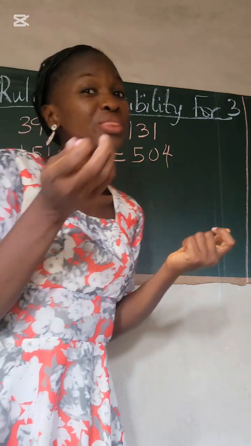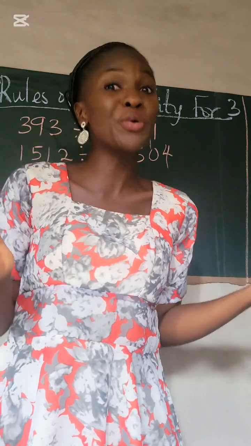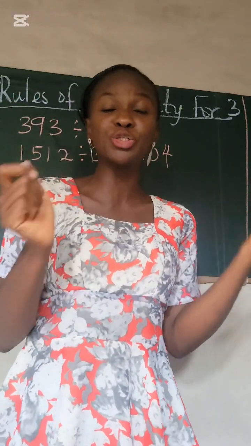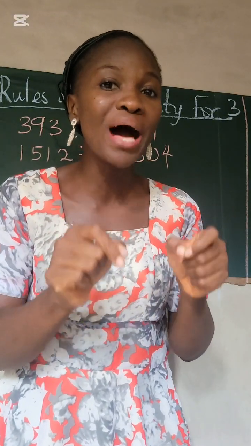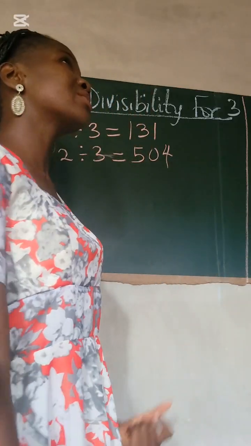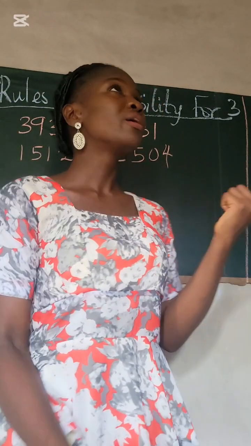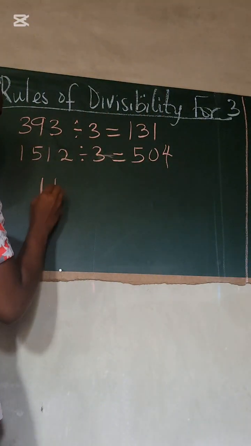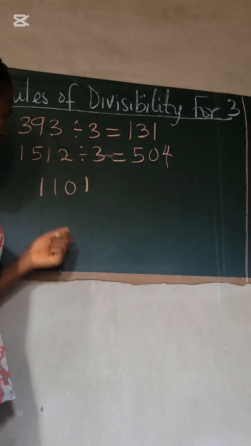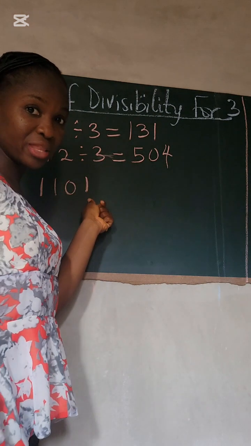That means that even from this particular rule, you can form numbers that are divisible by 3. How do you do that? Just make sure that when you add the digits of those numbers together, the sum is divisible by 3. For example, now I want to make up a number that will be divisible by 3. Let me make sure that the digits of the number add up to 3. For example, 1101. Now 1 plus 1 is 2, plus 0 is 2, plus another 1 is 3.